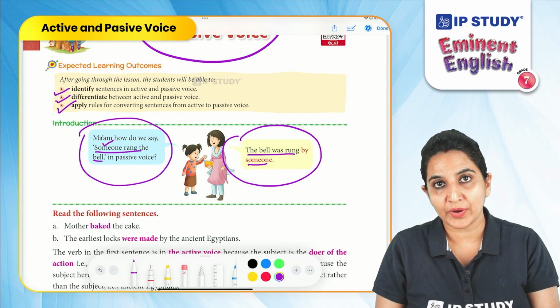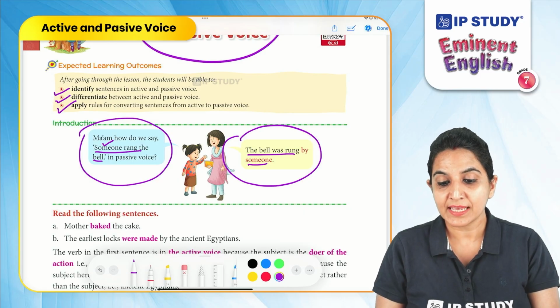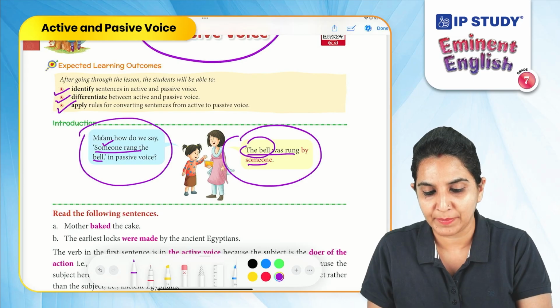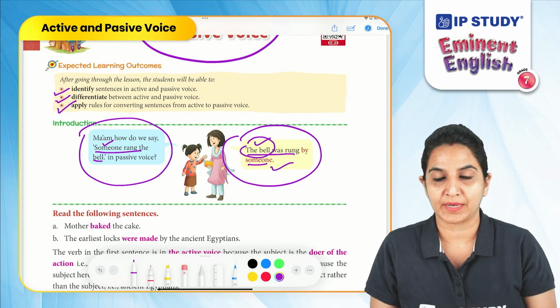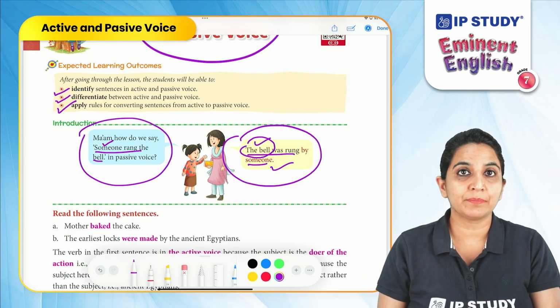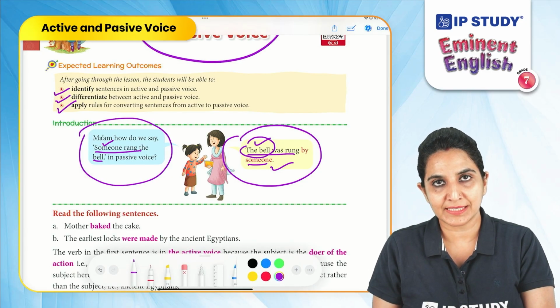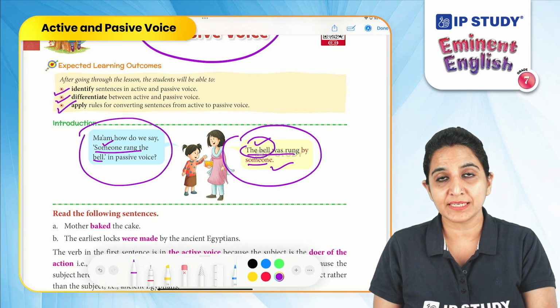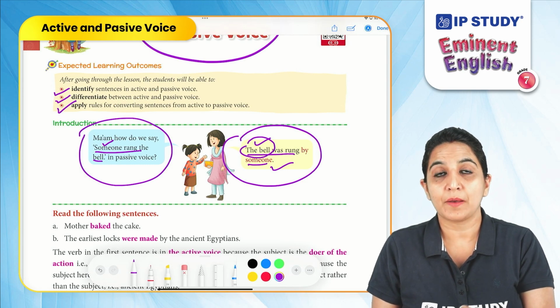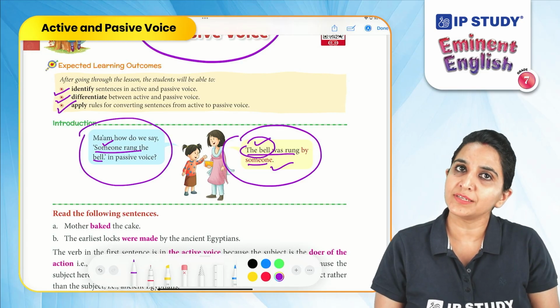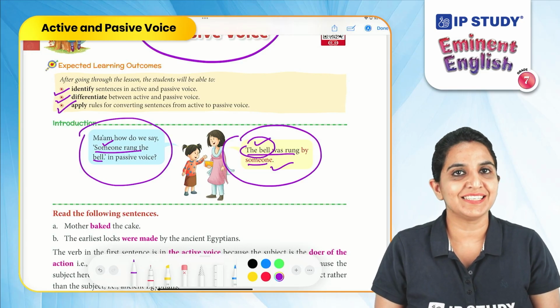Whereas in the passive voice, in the second sentence, our focus is more on the object, the bell, rather than the subject, by someone. What was rung? The bell was rung. So when the focus is more on the object in the sentence and the subject is not the doer of the action, this is called a passive voice. But when the subject is the doer of the action, this is called an active voice. Let us study some more examples.